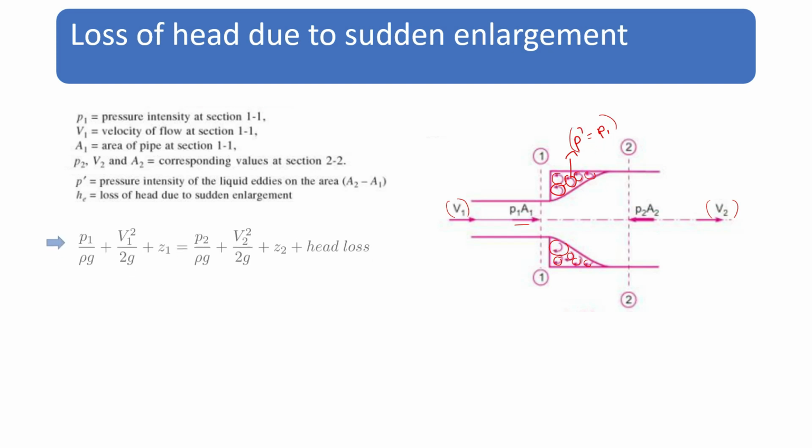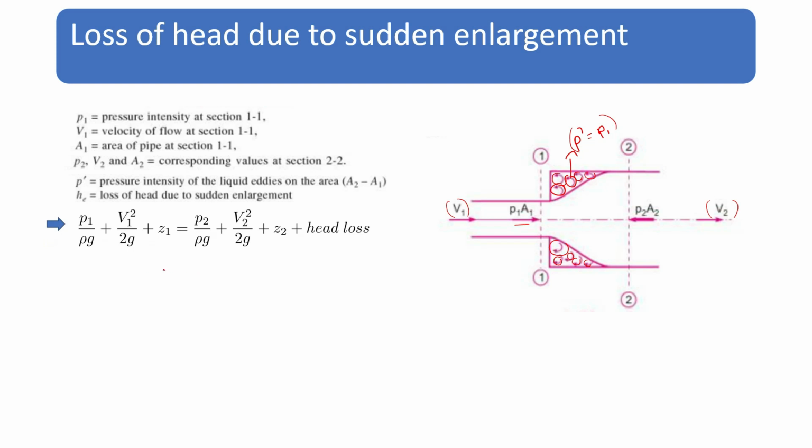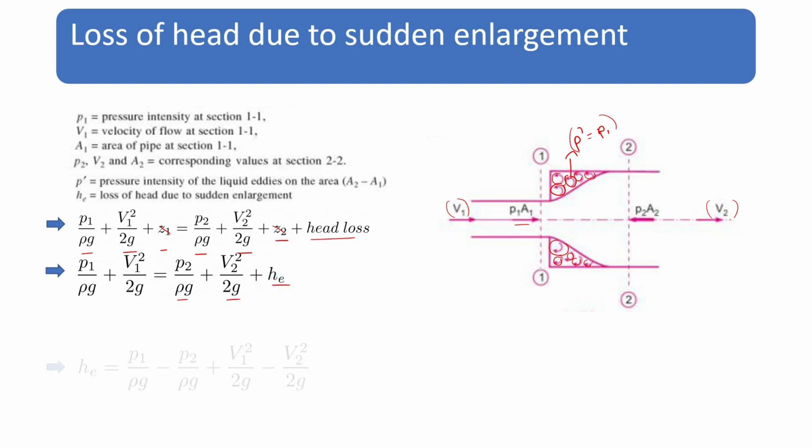If you apply Bernoulli's equation between section 1 and 2, you will get P1 by rho g plus V1 square by 2g plus Z1 is equal to P2 by rho g plus V2 square by 2g plus Z2 plus head loss. Since they are at the same level, you can cancel off Z1 and Z2, and you can write P1 by rho g plus V1 square by 2g is equal to P2 by rho g plus V2 square by 2g plus head loss. And head loss can be written as P1 by rho g minus P2 by rho g plus V1 square by 2g minus V2 square by 2g.